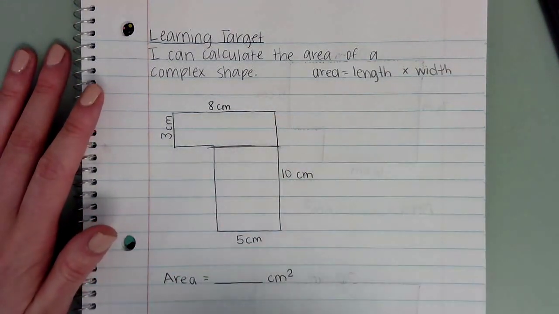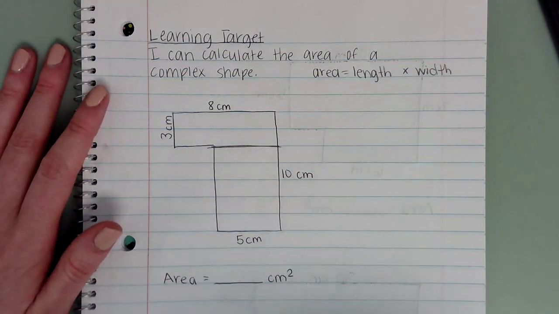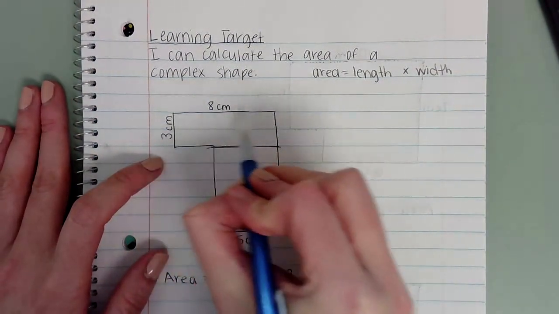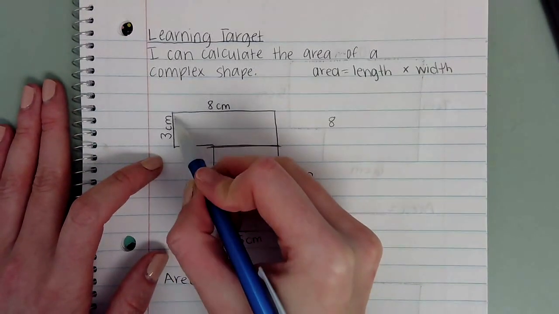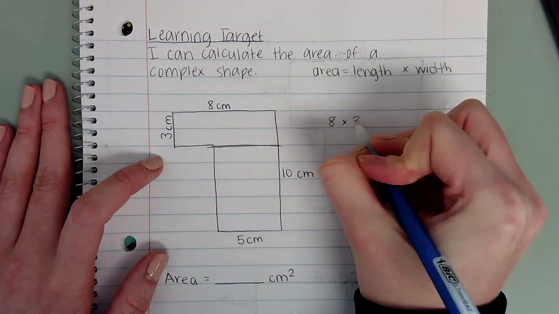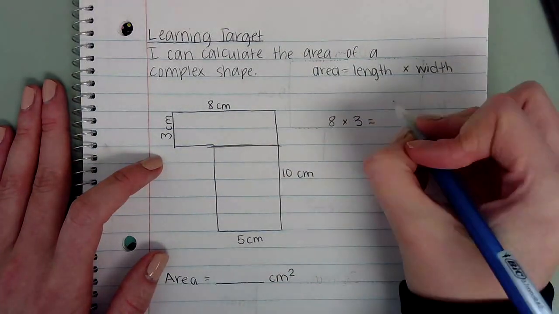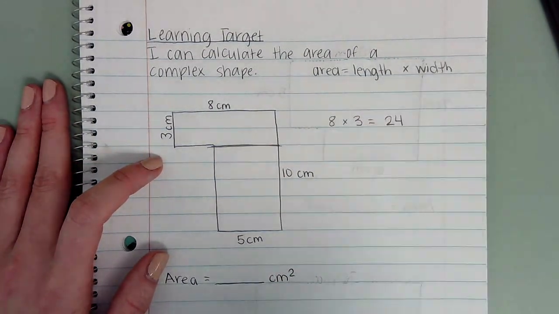And now I can easily tell the numbers that I need to multiply. I have a length right here, 8, and I have a width right here, 3. 8 times 3 is 24.